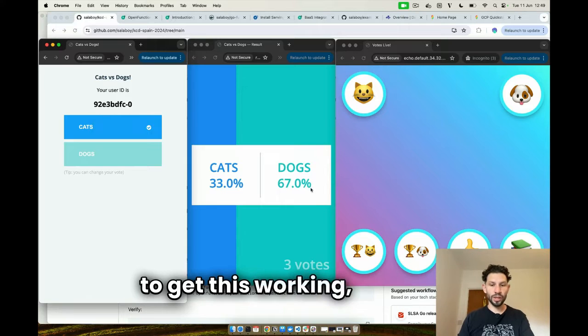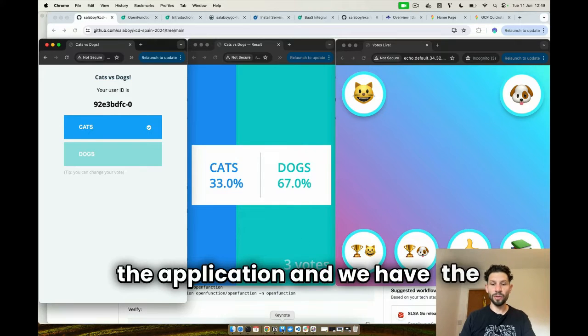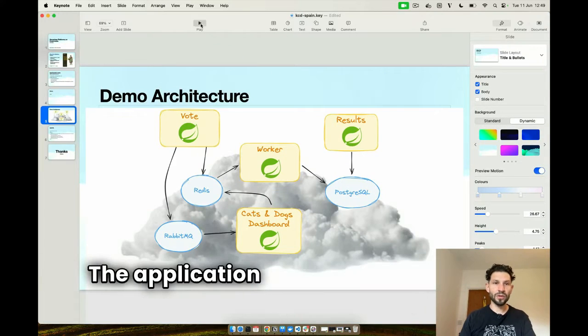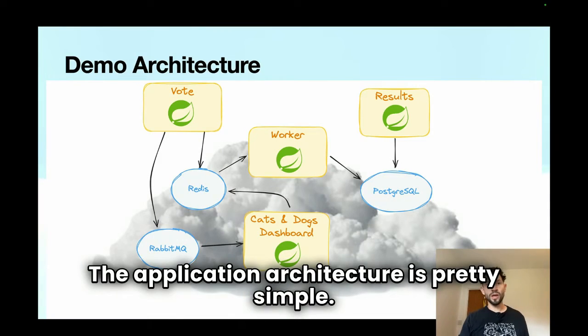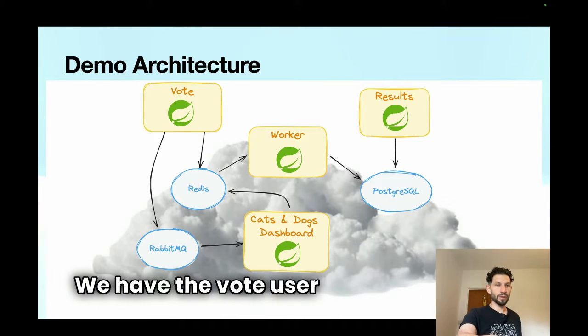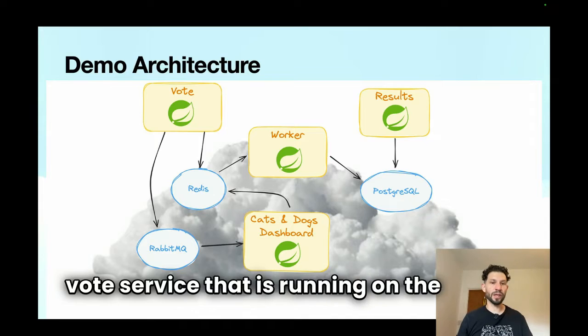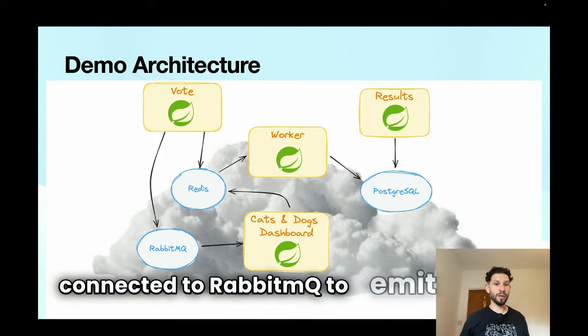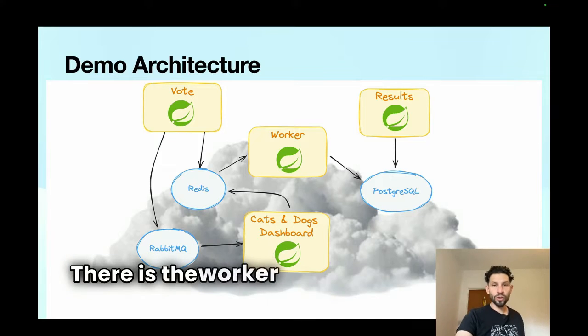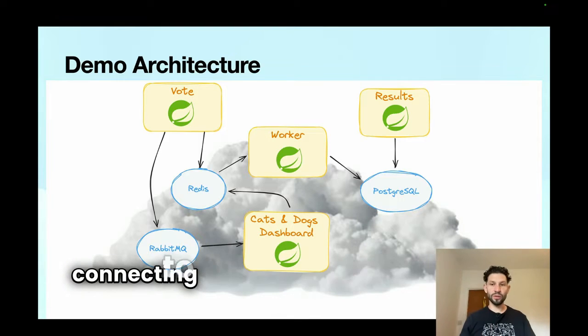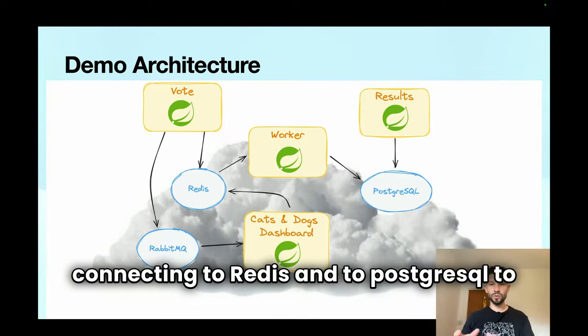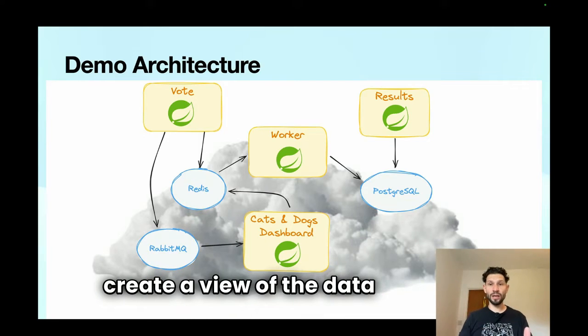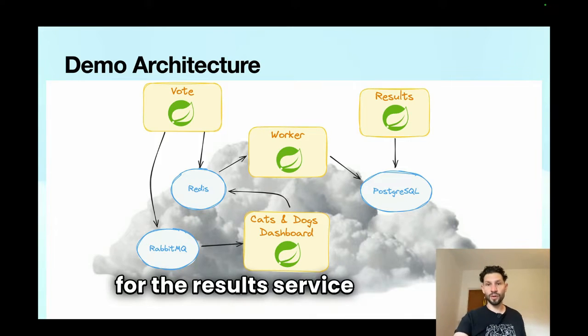To get this working, we have the application and we have the application services. The application architecture is pretty simple. We have the vote user interface and the vote service that is running on the cluster, connecting to Redis, and also connecting to RabbitMQ to emit messages. There is the worker application here that connects to Redis and to PostgreSQL to basically create a view of the data for the result service to pick up.